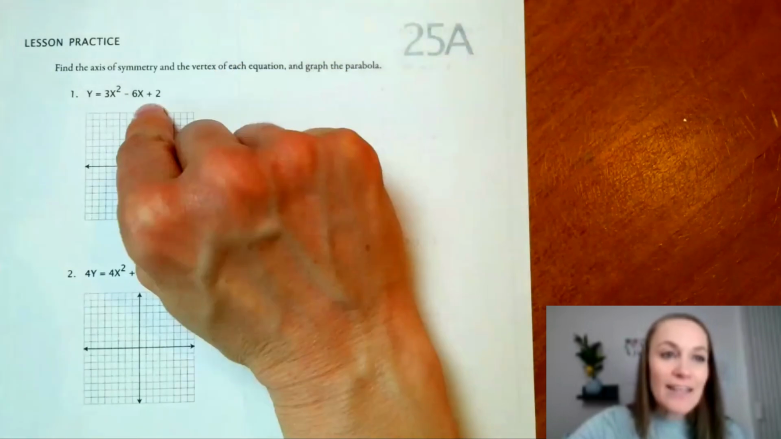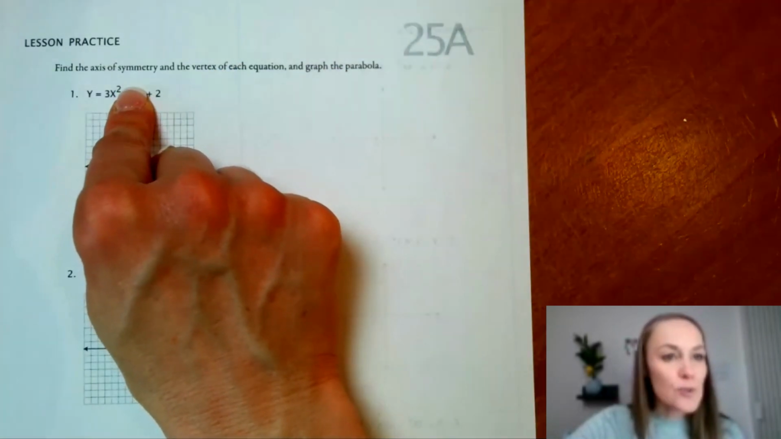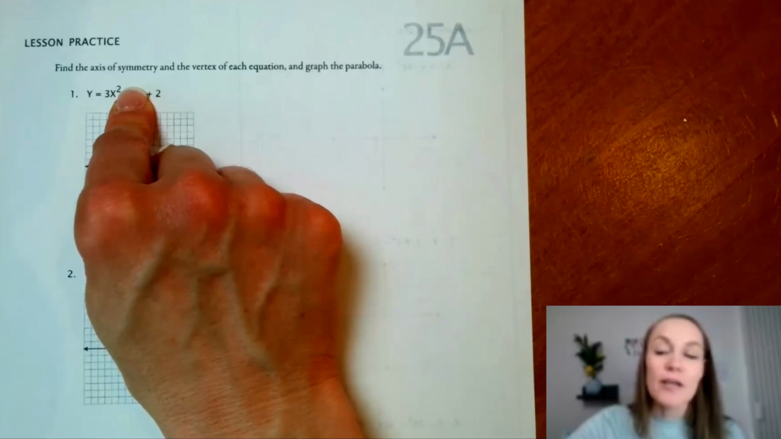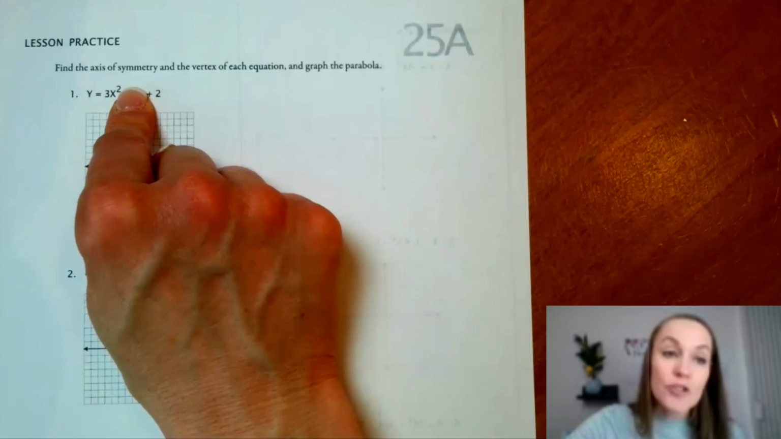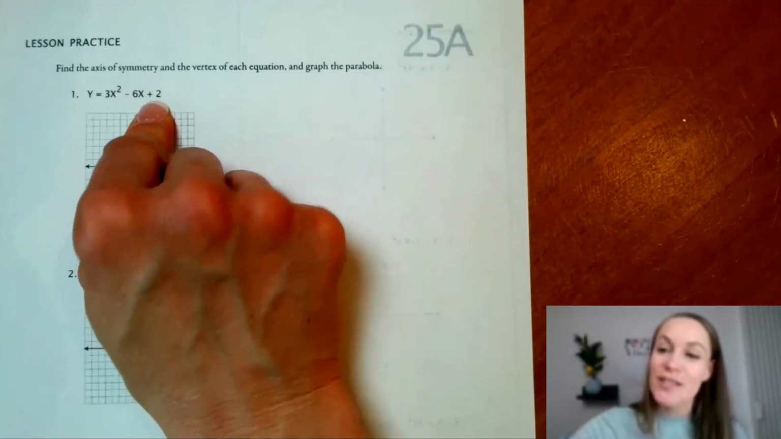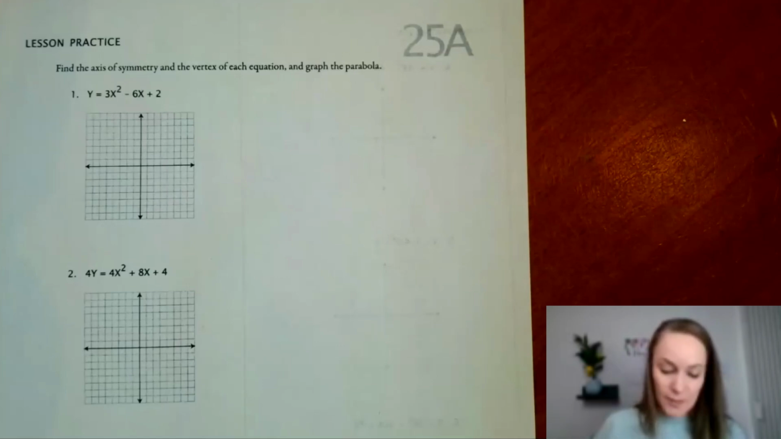When I add in the last term, if I have this equation, 3x squared plus 2, I know my vertex is just going to shift up. So if I plug in 0 for x, I'm just left with 2. So my vertex is going to be 0, 2. But if I have three terms in the equation, then the vertex isn't always easily seen. So we have to find the vertex using a formula.